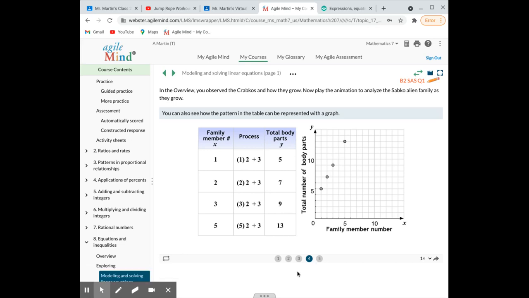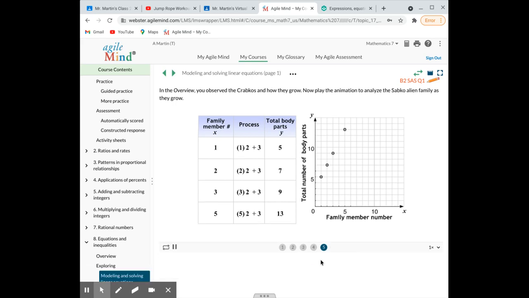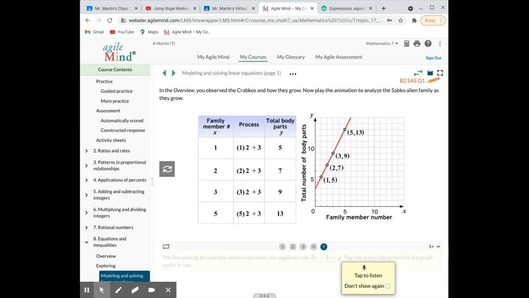Here we go. Let's take a look at part 5. Just like we said, if we were to connect that, it says the line passes through the points. This represents the algebraic rule that 2x plus 3 equals y. And it says the line makes the pattern in the graph easier to see. Is that true? Is it easier to see to y'all? Yes. Okay.